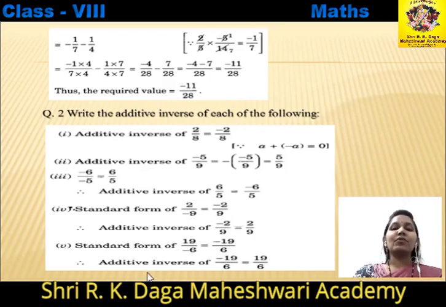And when we want to find out its additive inverse, we will write the same number but with the opposite sign, that is, the additive inverse of minus 19 by 6 is equal to 19 by 6.